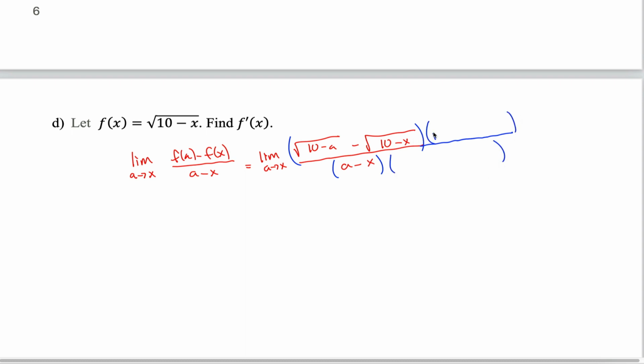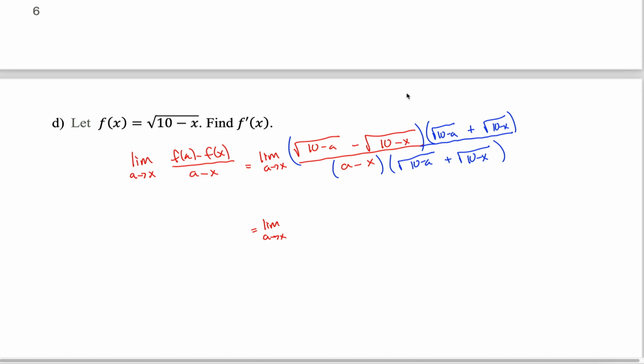My first term here is the square root of 10 minus a. My second term here is the square root of 10 minus x. Currently, the sign in between them is a negative. What I want to do to create the conjugate is change that into a positive. If I'm going to multiply the top by that expression, I better also multiply the bottom by that expression, so I'm not changing the value of the expression. It's ugly, but it's about to get a lot prettier.